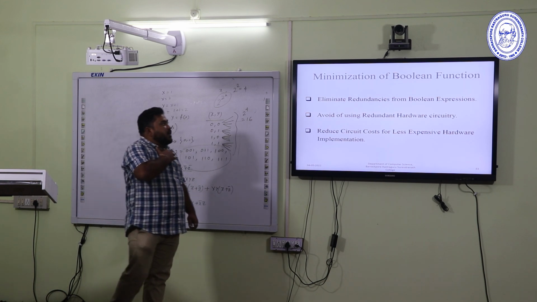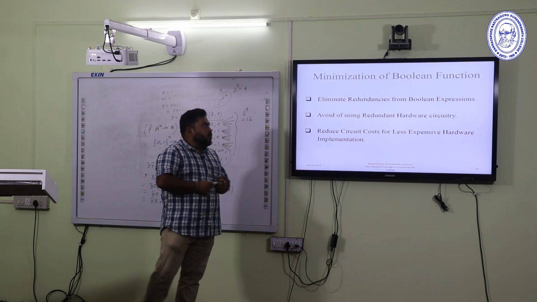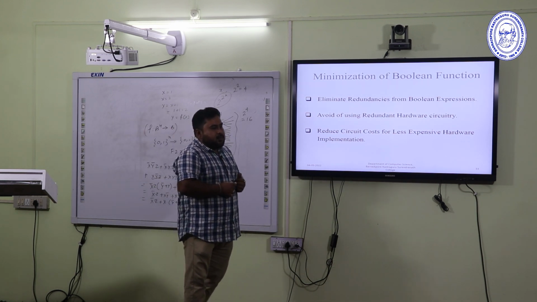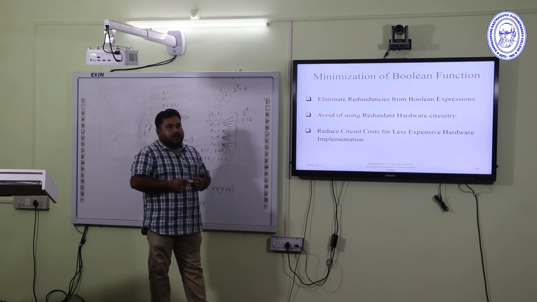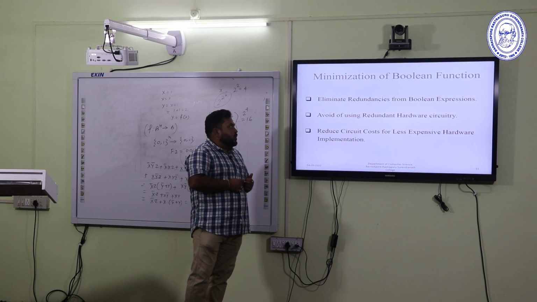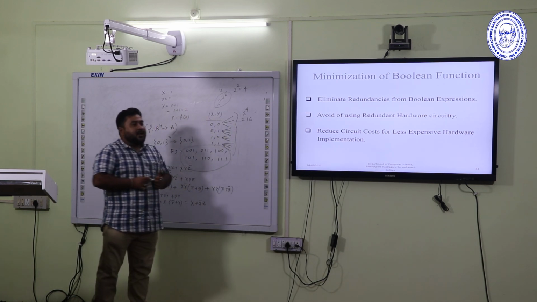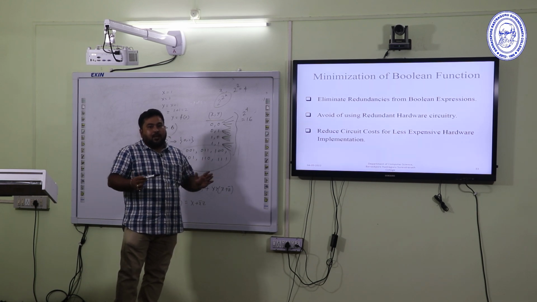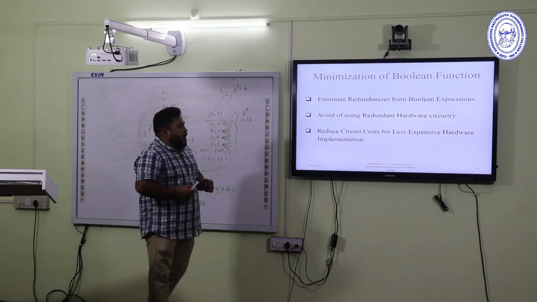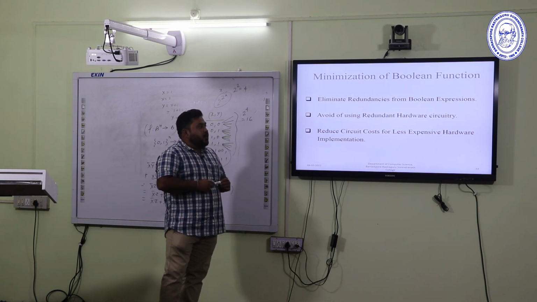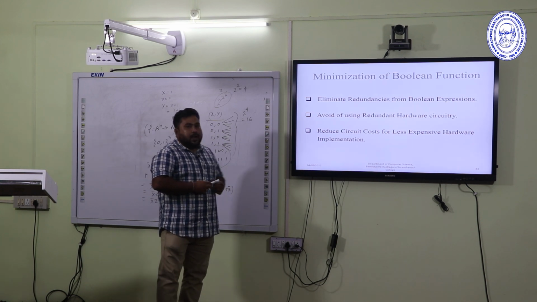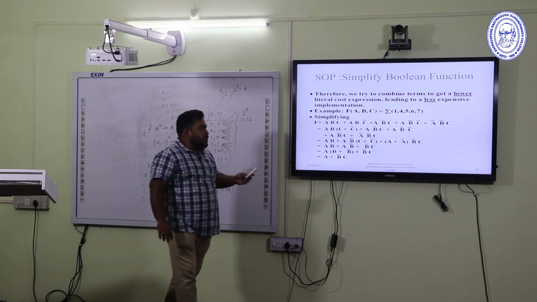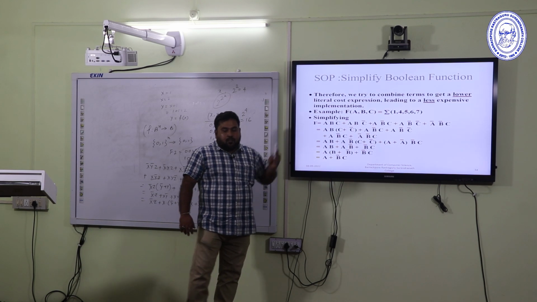Now to the point, minimization of Boolean function, and that is very important because we have to eliminate the redundancies which are generated to derive the Boolean expressions. Number 2, to avoid using redundant hardware cost. If we want to reduce the hardware cost, then we have to eliminate the redundant expressions, and this reduces circuit cost for less expensive hardware implementation, and this is our ultimate goal. That's why we are evaluating this example function by using the Boolean axioms.